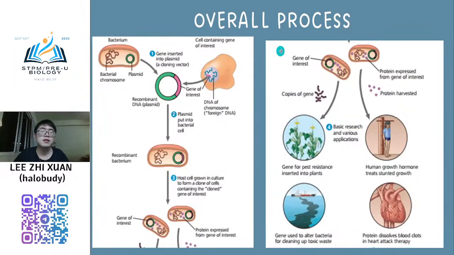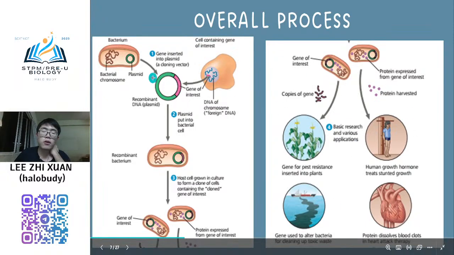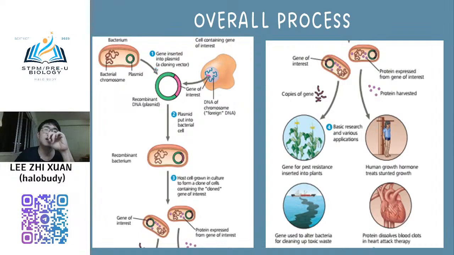Okay, so this is the overall process. So in general, normally in this genetic engineering, we will use certain things. The first thing is host cells. The most common host cell we will use is E. coli bacteria. E. coli akan digunakan sebagai host cell. And why do we use E. coli? Because with the E. coli we have plasmid. Plasmid will act as the vector.